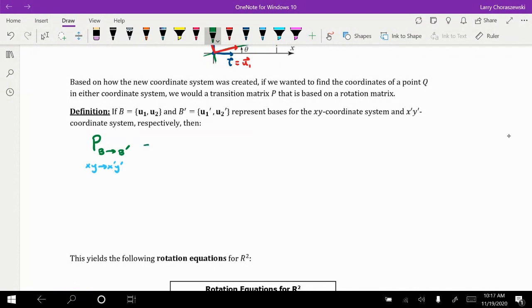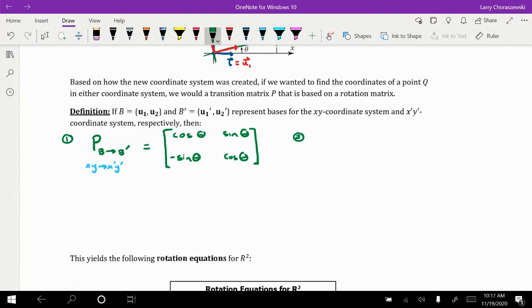And the matrix that is used to do this looks very similar to the matrix we were working with on the last page, but it turns out it's inverse. So let me go ahead and populate this matrix. The first column has cosine theta, negative sine theta, and the second column has sine theta, cosine theta. Okay, that's one transition matrix.